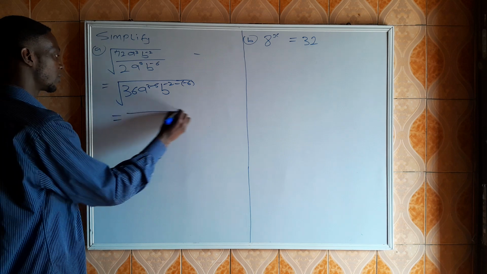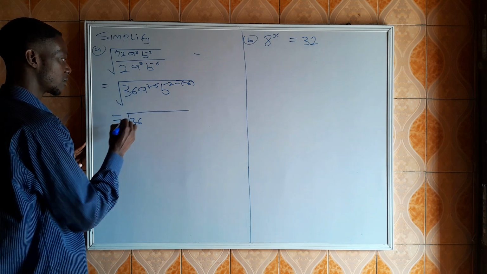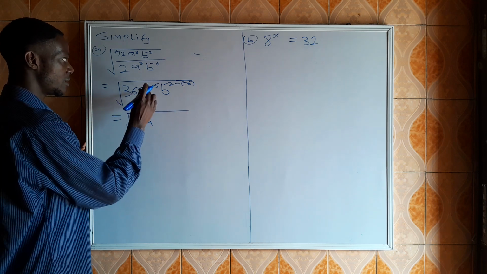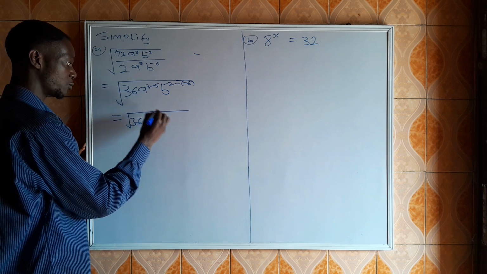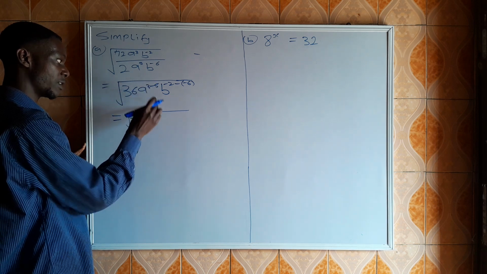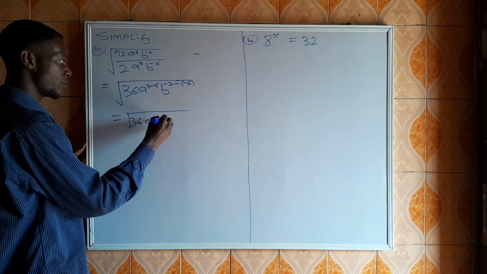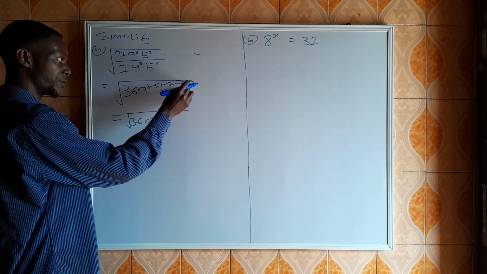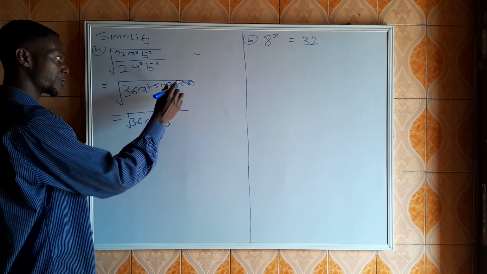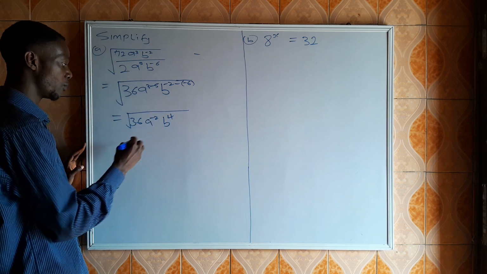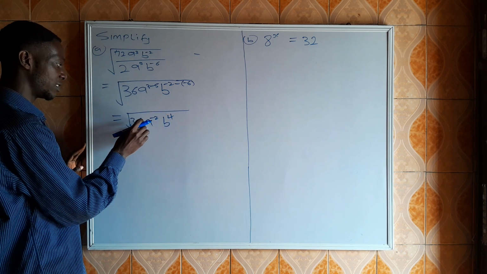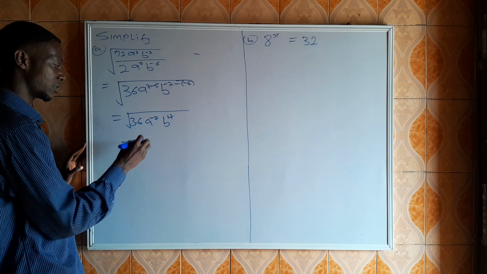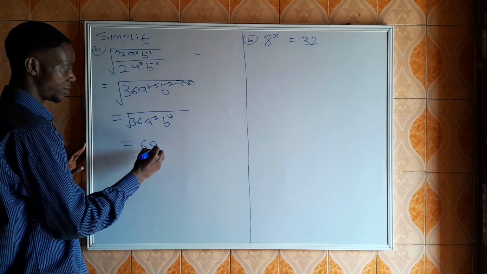So this becomes the square root of 36 a to the 3 minus 5, that will be minus 2. Then we have b to the minus 2 minus minus 6. This minus and minus will become plus, so it will be 4. And the square root of 36 is what? So we have 6. We have a.